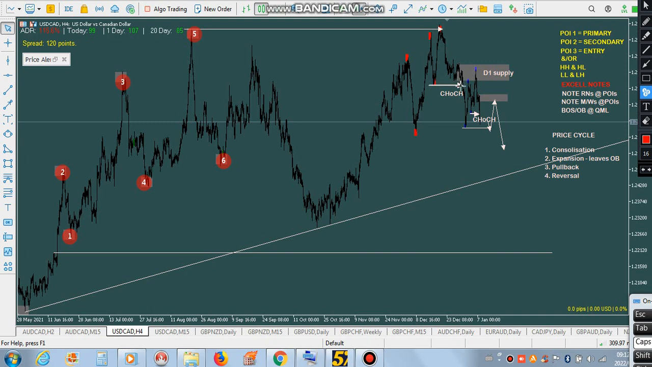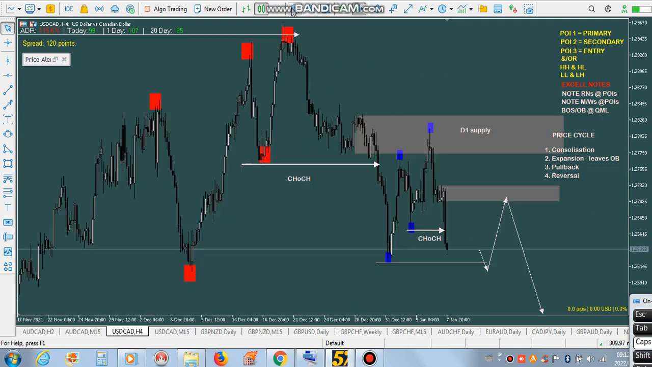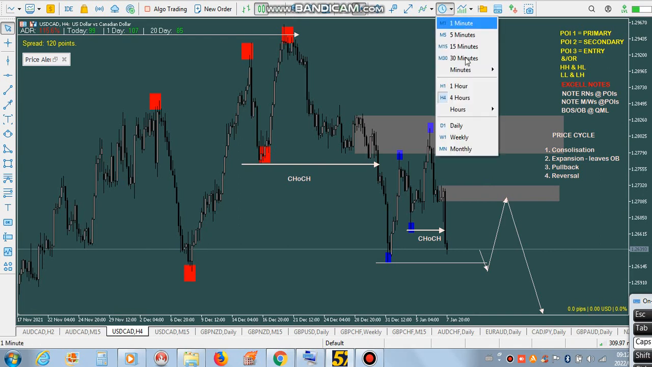To those of you who do supply and demand, I think you understand that once such a thing happens, this is what we call the change of character. It broke down, and this is what we call the change of character. Now, what do we have to look at once we say that the price has done a change of character? Alright, I think we have to go to another time frame, to a bigger time frame.